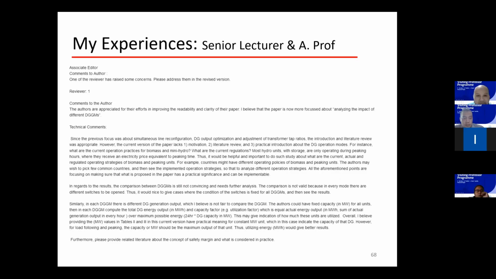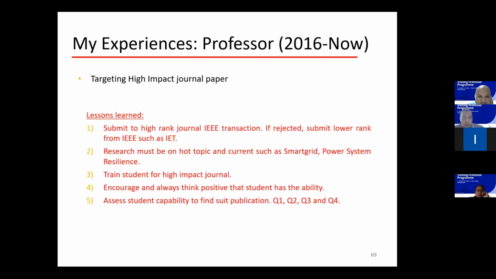So we just try. And as a professor, of course, I'm targeting a higher impact journal like IEEE Transactions, but sometimes I need to consider my student's capability and also time, because some of them have limited funding. After 3 years, they need to go back. So I will look at the capability of the student. If they don't have that opportunity, we send to a lower rank journal, but it's okay, still ISI.